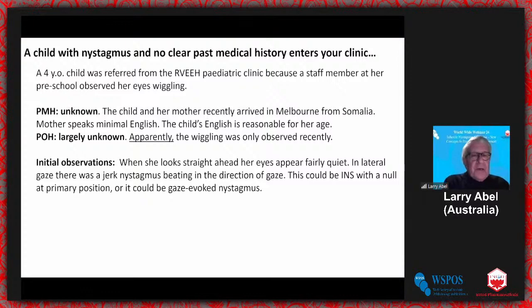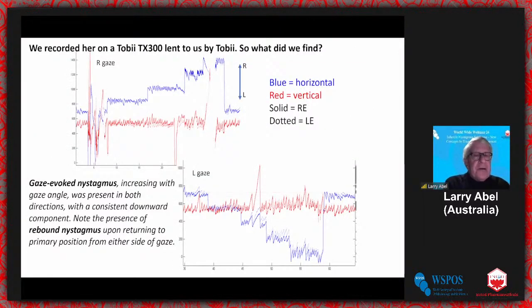And we recorded her. We'd been lent a video eye tracker from Toby, and so the recordings look a bit different to the iLink recordings, but here she is looking to the right, and you see a brisk right beating nystagmus. Worryingly, when she comes back to primary position, there's a rebound nystagmus to the left, which then decays. And at all times, there is a downbeat component. In left gaze, nystagmus beats to the left. You can see the decreasing velocity exponential waveform and the downbeat and the rebound.